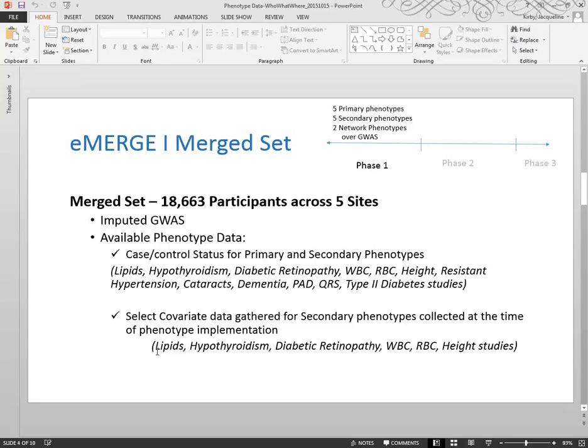This data was then pulled together in what is called the merged set, which is the dbGaP submission, which included phenotype data and demographic data, particularly case control status across primary, secondary, and network phenotypes, as well as selected covariate data for the secondary phenotypes. Back in eMERGE 1, the primary phenotypes had their own separate dbGaP data submissions done by the primary sites running those phenotypes, but the secondary phenotypes did not, so the decision was to incorporate some of those covariate data within this big merged data set. And the phenotype data that was collected for that are listed here.